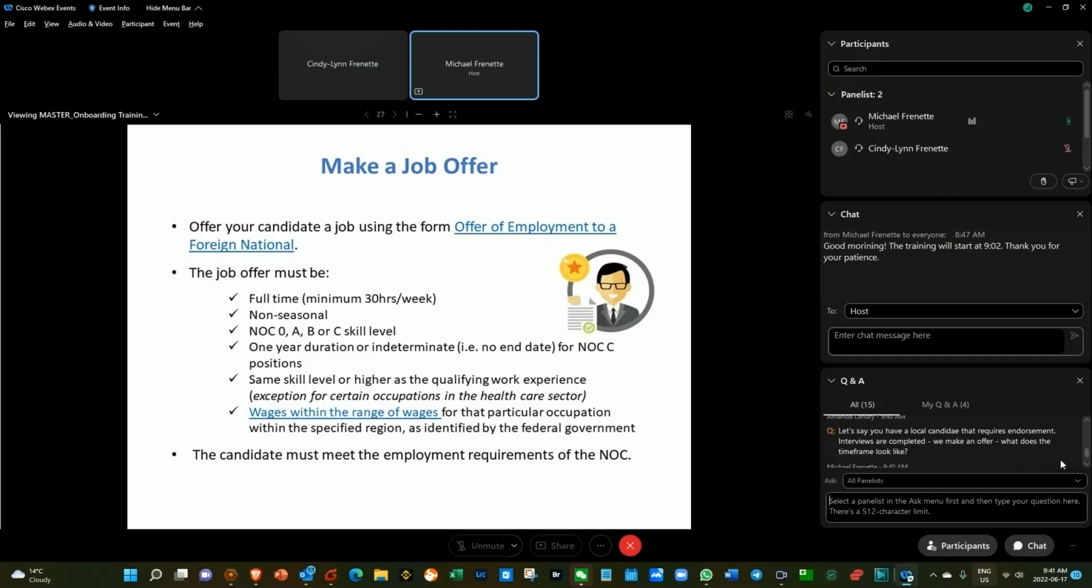The job offer must be full-time, meaning at least 30 hours per week, non-seasonal, at the NOC 0, A, B, or C, and at least 1 year in duration or permanent if it's a NOC C position. And they need to be at the same skill level or higher as the qualifying work experience. The wages you are offering must be within the range of wages for this particular occupation within that specific region. There's a tool online that would provide you that information. Your candidate must meet the employment requirements of the NOC, and the job offer cannot be from a company that is owned by the candidate or their spouse.